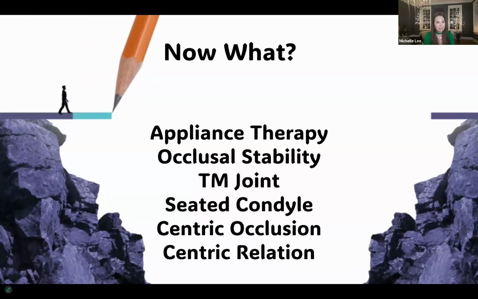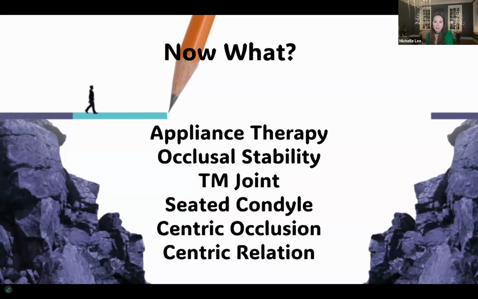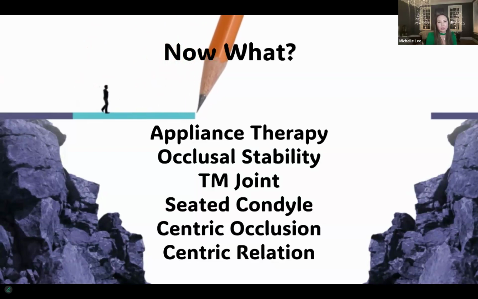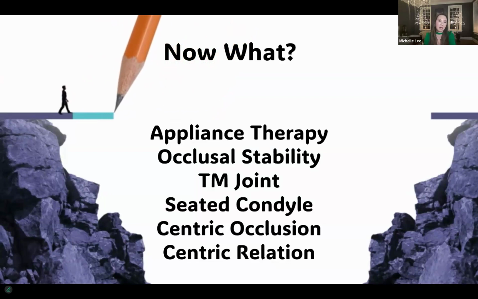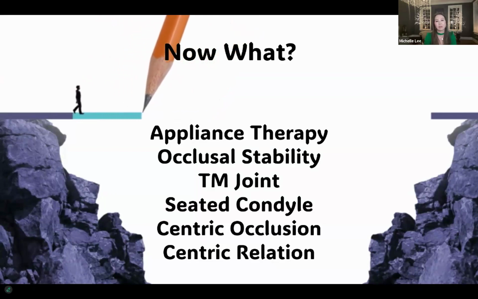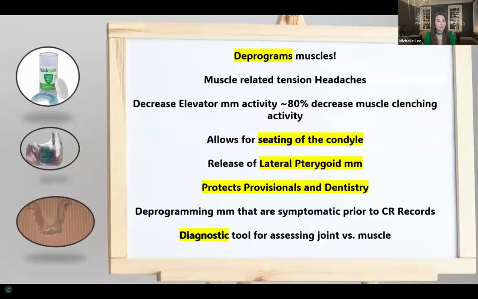Obviously, I want to incorporate some type of appliance to make sure I've got a really good seated condylar position. He's not in centric occlusion. I would like to start there. I want occlusal stability and a really good starting point. So I decided to look into an anterior only appliance. His case satisfies deprogramming muscles. He wasn't really getting headaches, but it's going to allow me to seat the condyles and release the lateral pterygoid muscle.